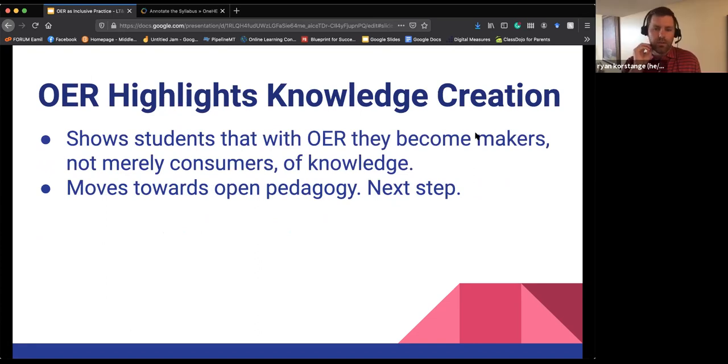The last thing that we want to point out is that OER highlights knowledge creation. As we said before, it's not entirely about students being transmitted a whole lot of information that's predetermined to be correct. Rather, with OER, we provide a framework and a foundation for students to become makers and not consumers. This moves us towards open pedagogy, which is really a different topic. But we wanted to make sure there was that connection between open pedagogy and OER. I think the two really go hand in hand quite well, and we'll be talking about open pedagogy in the future.